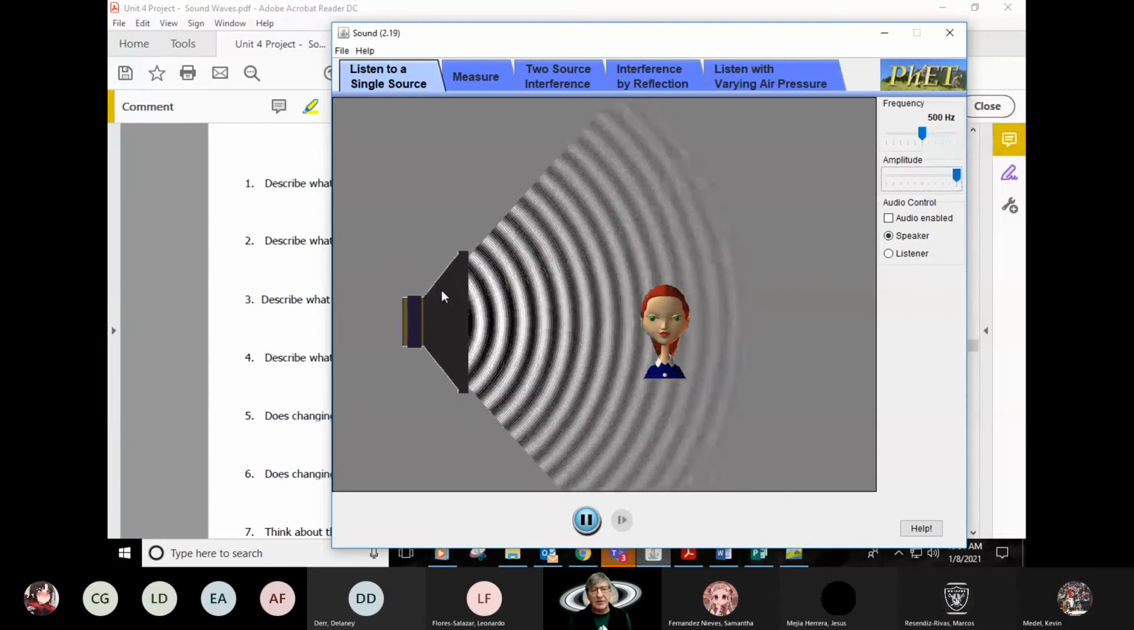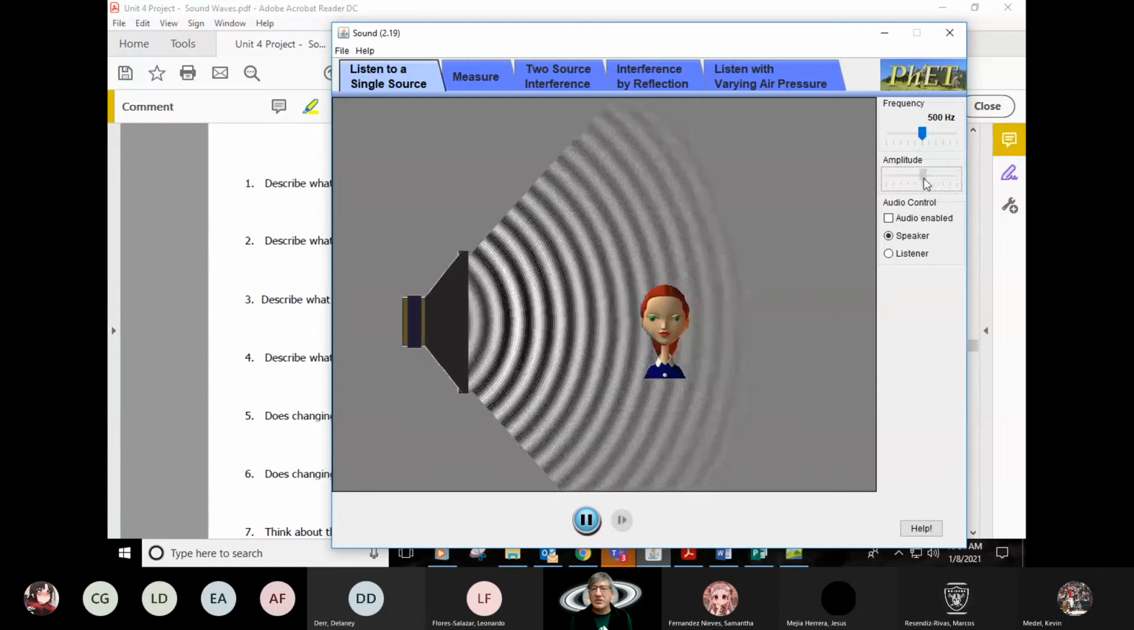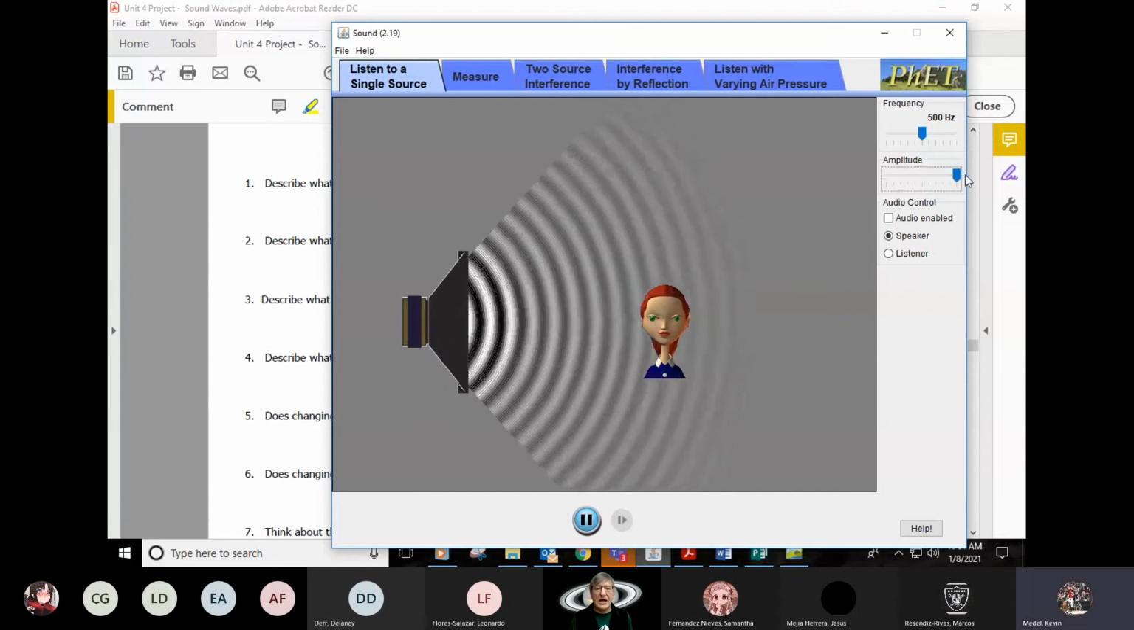And not only that, look what's happening to the speaker. Let's drag it back down. How much does the speaker move here? You can see it vibrating, you can see it pulsing, but it's moving a lot here.